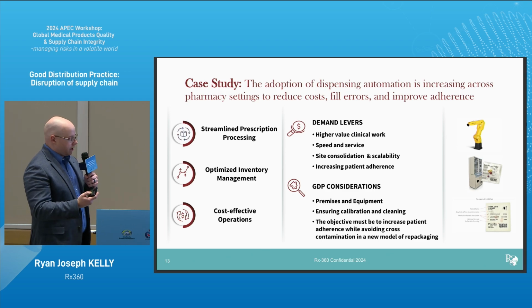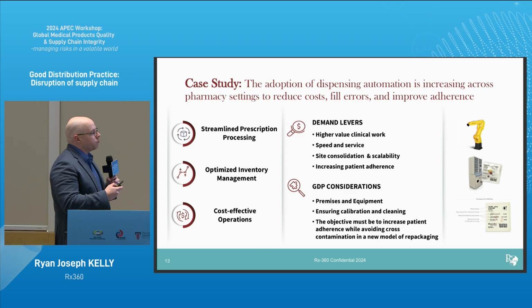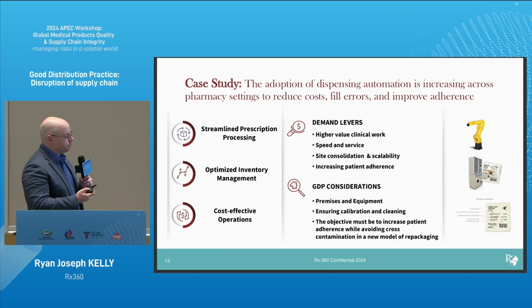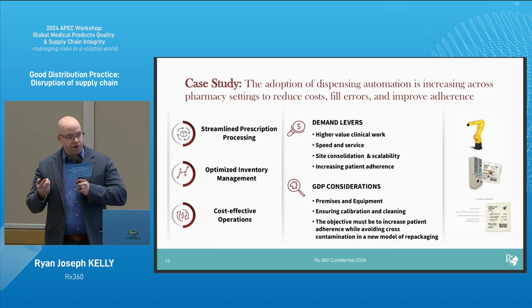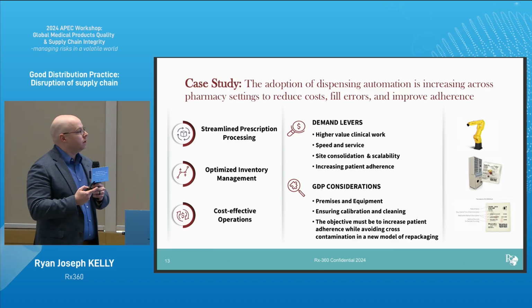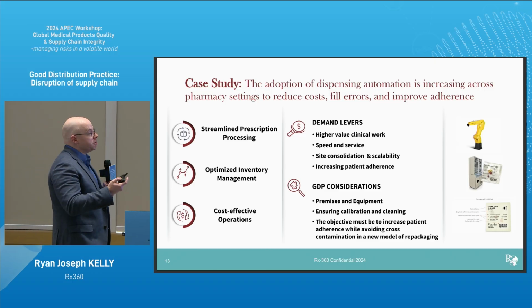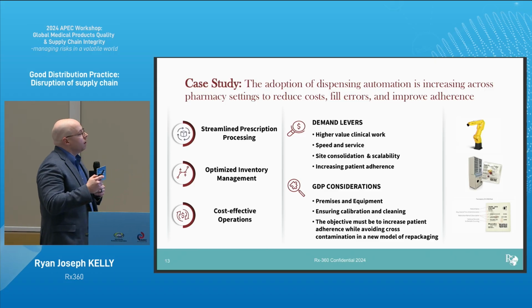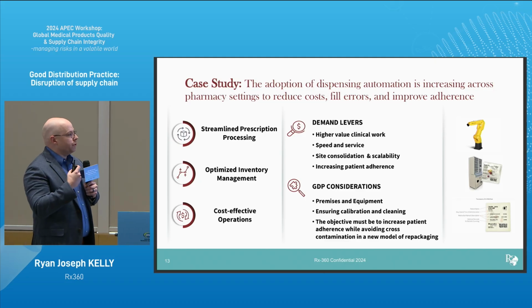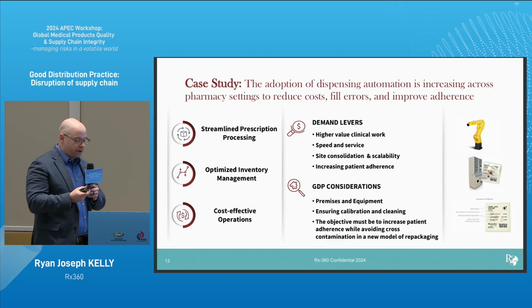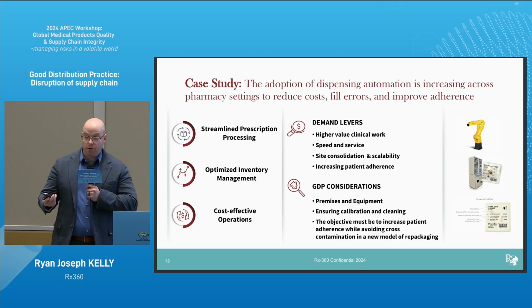One of the other areas that I thought around current innovation that we're seeing in the supply chain, given the increasing demand for drugs, a shortage of clinicians with an increasing population, and the ability to reduce costs, reduce fill errors, and improve adherence is around pharmacy automation.